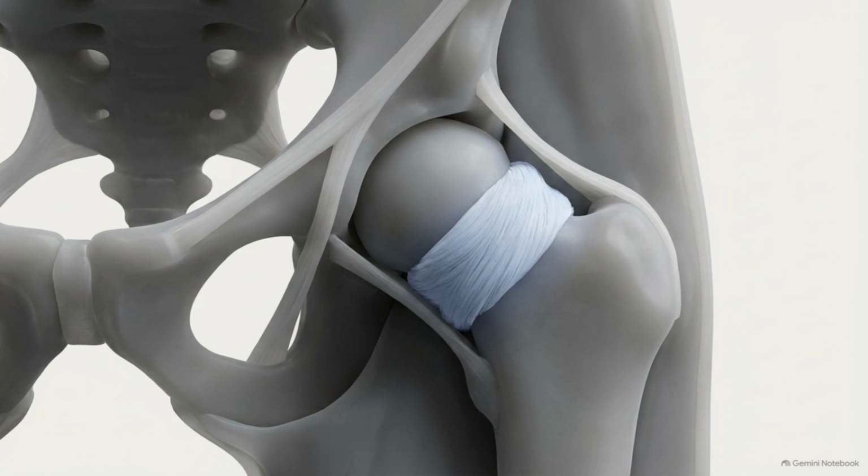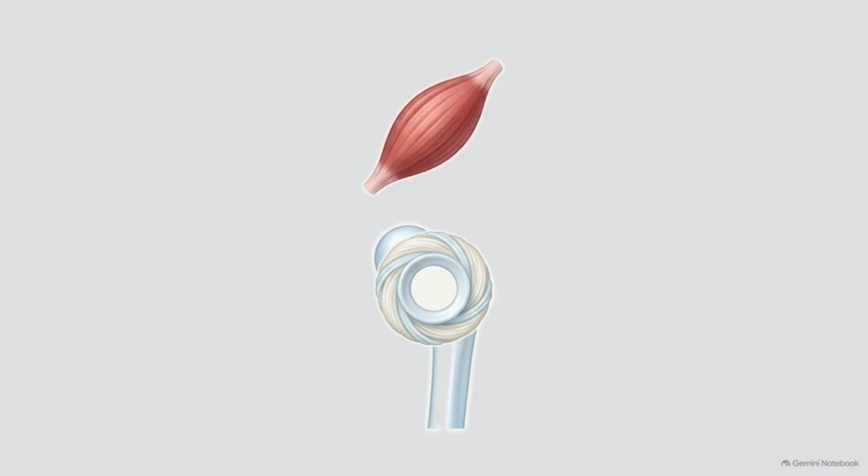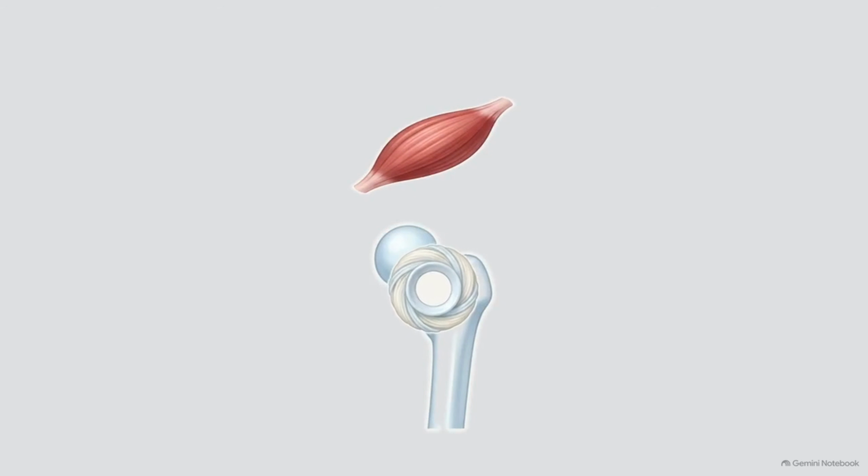Instead, the hip relies on a specific structural countermeasure located deep within the capsule, the Zona Orbicularis, or annular ligament. Rather than running from bone to bone, the fibers of the Zona Orbicularis are circular. They form a distinct physical collar that wraps entirely around the narrowest part of the femoral neck. This collar reacts to muscular load.